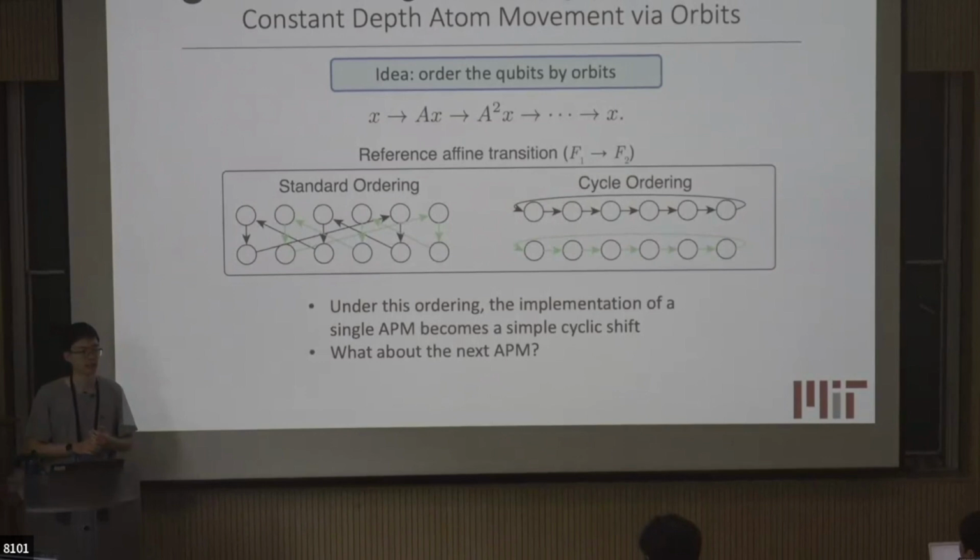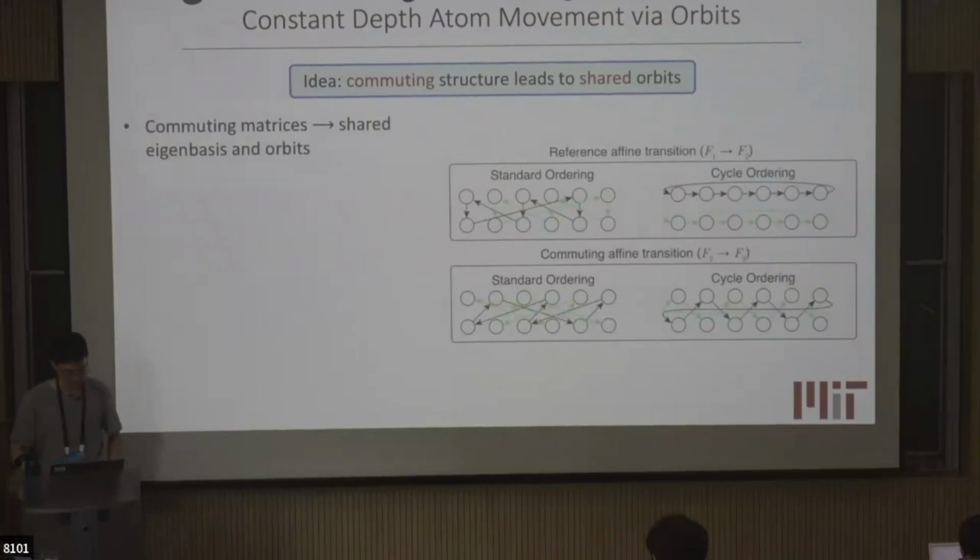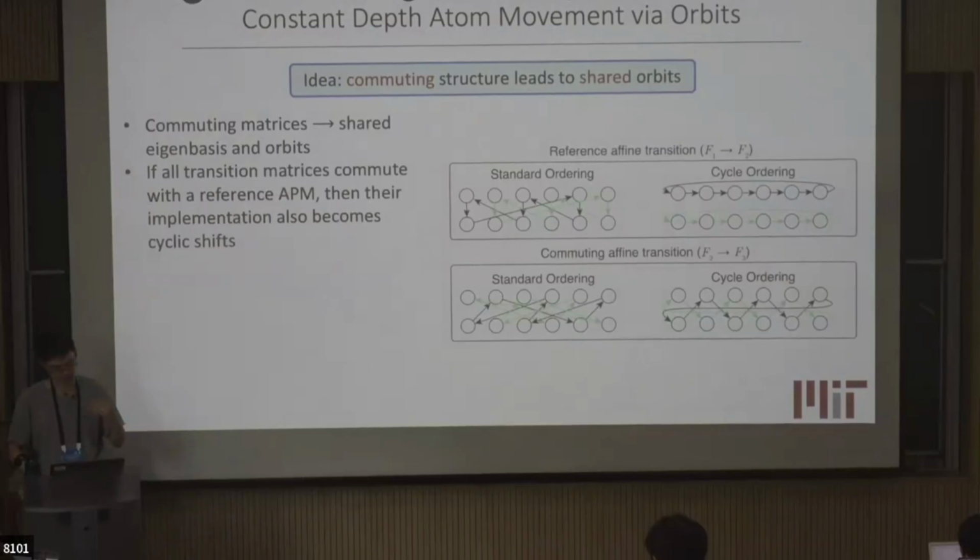So how do we guarantee that the orbits of one APM are the same as the other one? This is actually a familiar idea in quantum mechanics, where if you have commuting operators, they share a common eigenbasis. So similarly, if we have commuting structure between these APMs, between these transition matrices, then we can have them have shared orbits as well. So we just need to make sure that the transition matrices themselves have the right types of commuting structure.